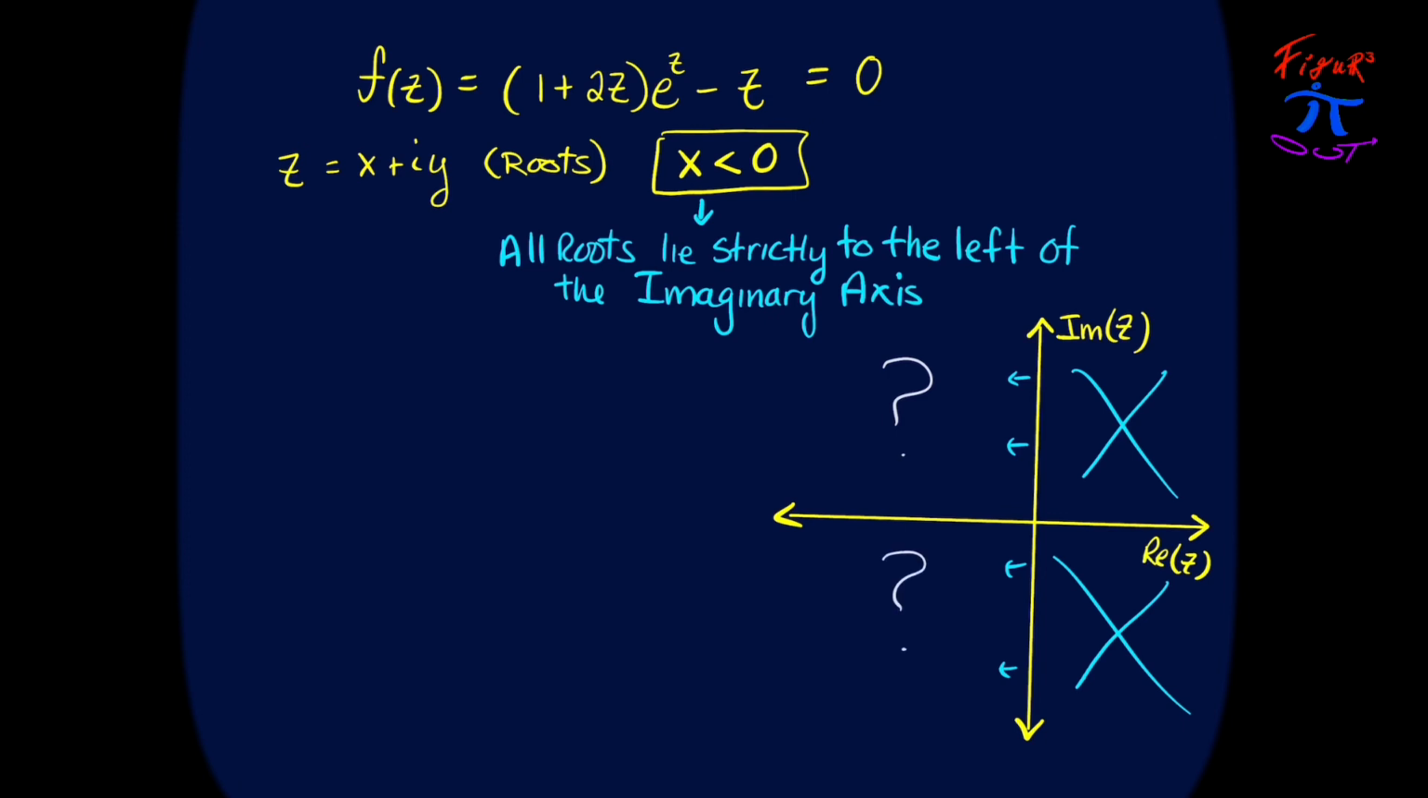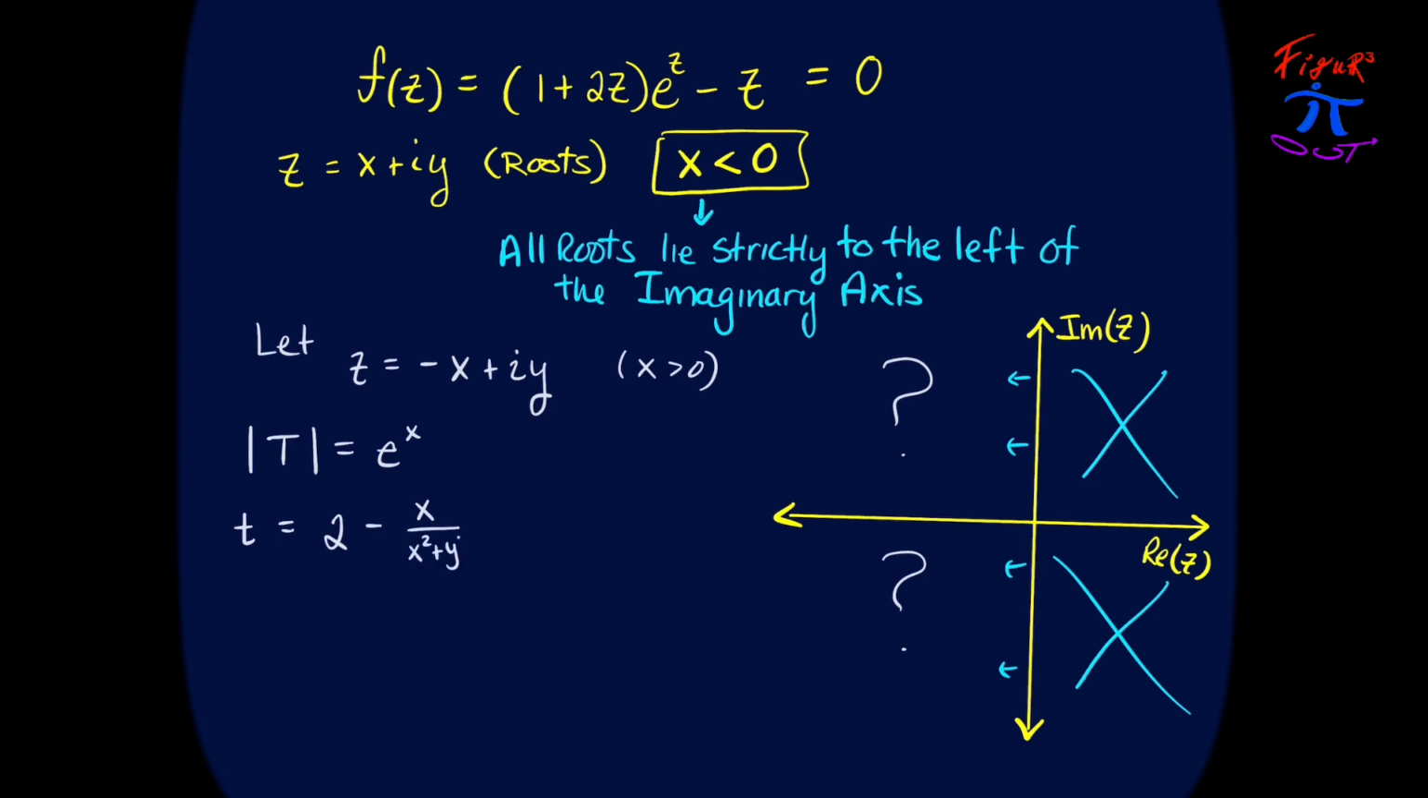But are we finished? Can we do more? Well, without actually solving this equation, what else can we say? Well, if we know that the complex roots have to live in this region, let's make z equal to negative x plus iy, where x is greater than 0. So the absolute value of capital T is e to the x, where lowercase t works out to be this expression, and lowercase t in absolute value squared is equal to this expression.